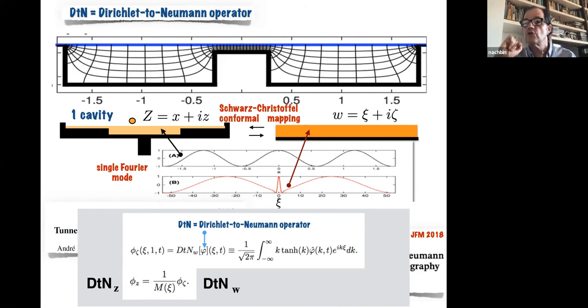Here we have this Fourier integral operator in the bottom, where the symbol is k tangent of k. It's very simple to do in the canonical domain. But then using the conformal mapping, we are able to map back to the physical domain, which is the Dirichlet to Neumann map in Z, which I wrote here, where this capital M is basically the square root of the Jacobian of the conformal map evaluated on the free surface. Okay, you see this in the papers. Here it's just words, but that's how we construct the Dirichlet to Neumann map.